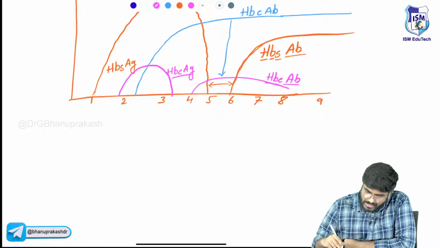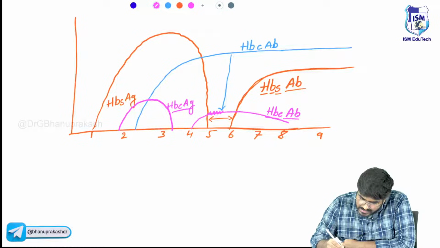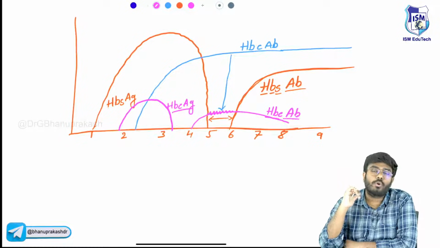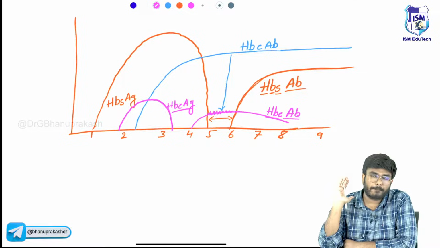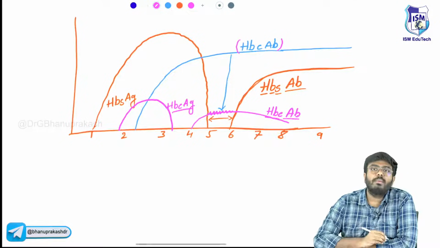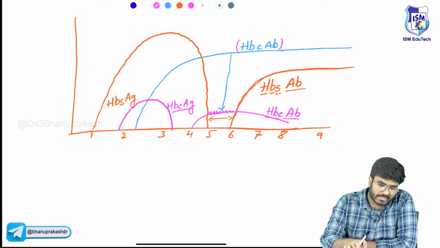Now some students will have a doubt. Sir, during the window period, even these hepatitis E antibodies are also there, no? But see, they are very less. Who is more, sir? The core antibodies are more. So these core antibodies are the only marker for the window period, sir.